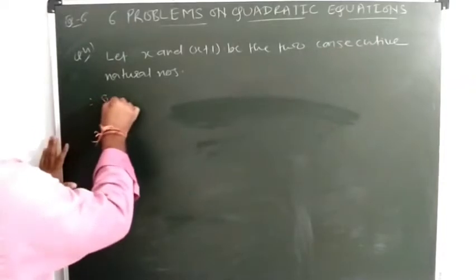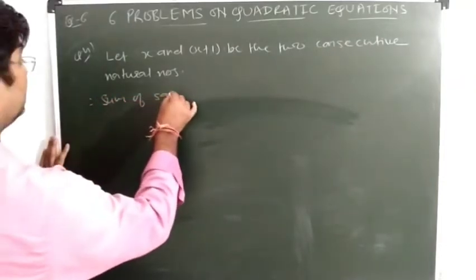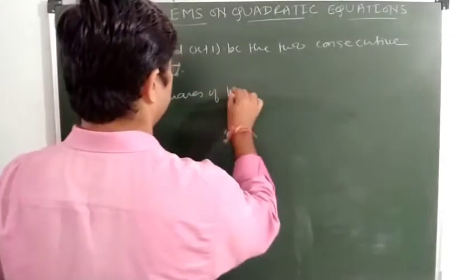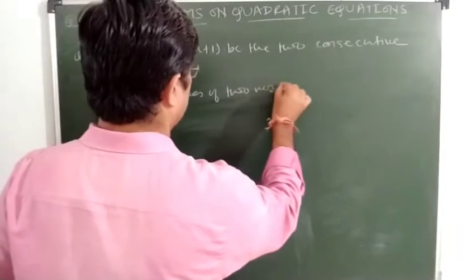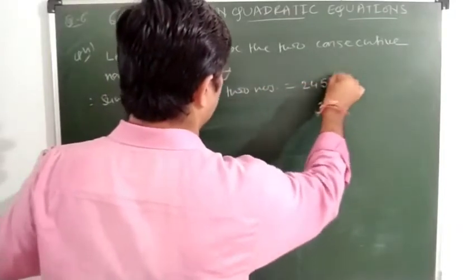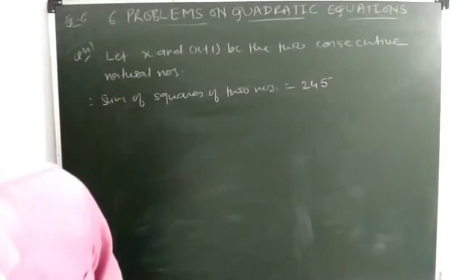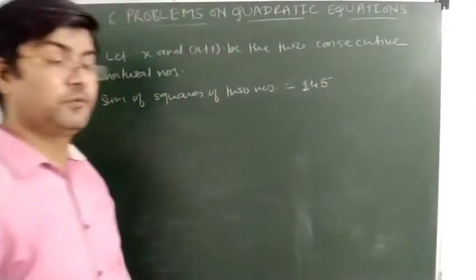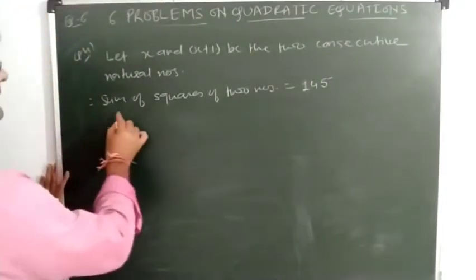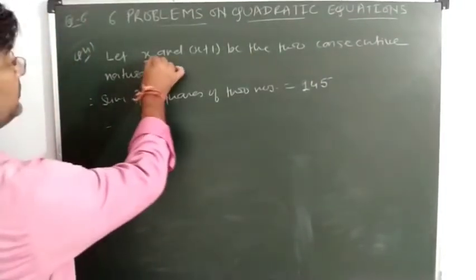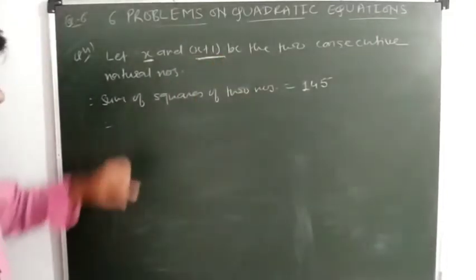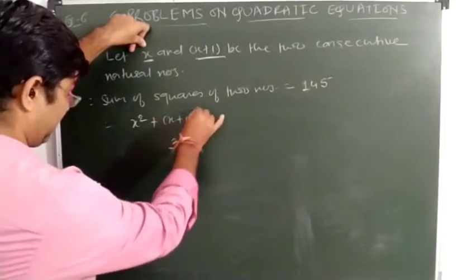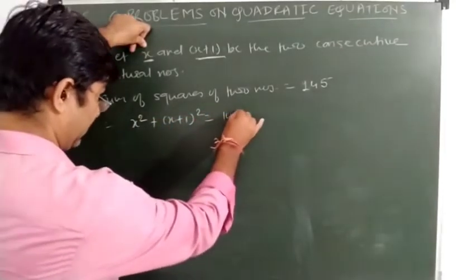The sum of squares of two numbers, it is 245, no, it is 145. So let us make it 145. Now, the sum of squares of two numbers: you have to take the sum of the squares of these numbers. So make squares and add: x square plus x plus 1 the whole square is equal to 145.